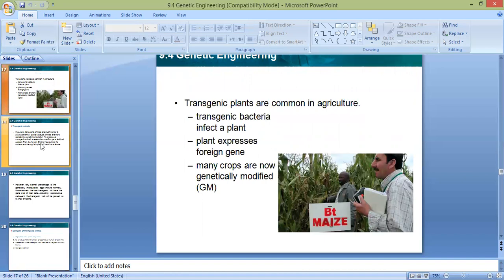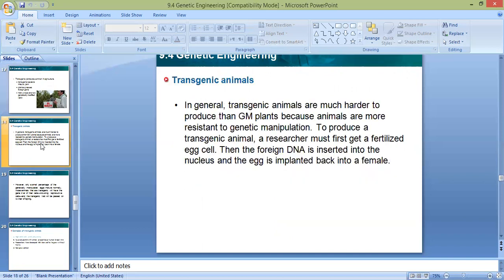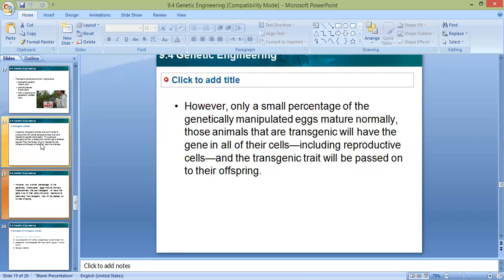And it is common in agriculture. Transgenic bacteria infect the plant, the plant expresses the foreign gene, and many crops are now genetically modified. Transgenic animals are much harder to produce than GM plants. GM means genetically modified, meaning a change was made in the gene, because animals are more resistant to genetic manipulation. To produce transgenic animals, they must first get a fertilized egg cell, then the foreign DNA is inserted into the nucleus, and the egg is implanted back into the female. So this method is harder.